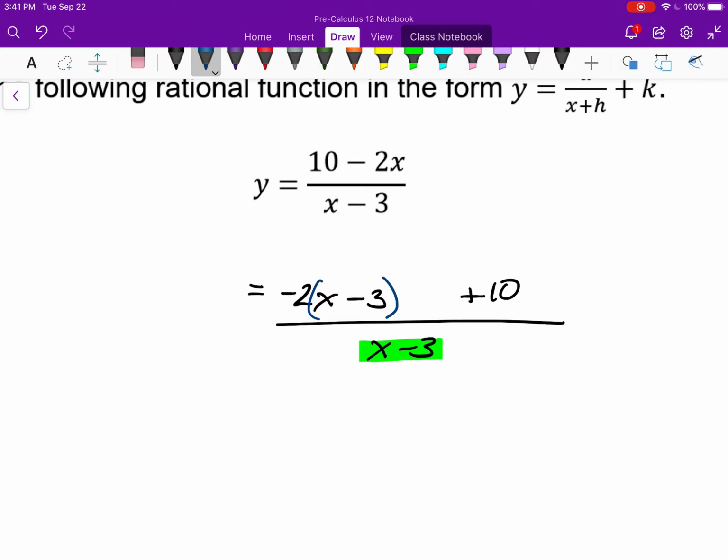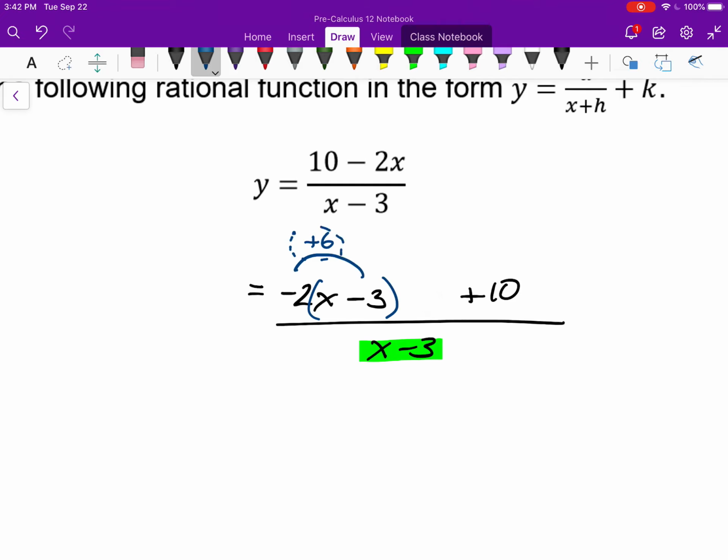However, if I do that, I have to balance out my expression in some way. I just put a minus 3 here, so I have to do the opposite of that. But this is not minus 3. This is minus 3 times negative 2, which is positive 6. So really, when I put that minus 3 in the brackets right there, I actually added 6 to my numerator. So to balance it out, I need to subtract 6.